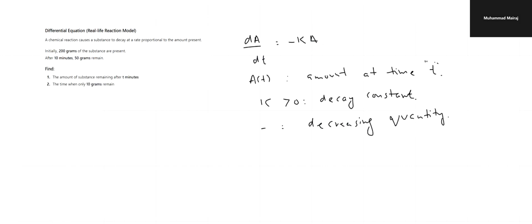And next, the first step would be to separate the variables. That is dA divided by dt is equal to minus k into A. So we separate the variables, which gives dA divided by A equal to minus k into dt. And then we integrate both sides. So we basically get natural log of A is equal to minus kt plus some constant.